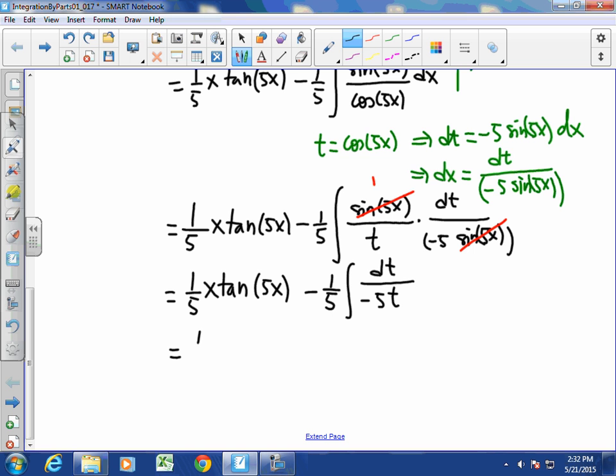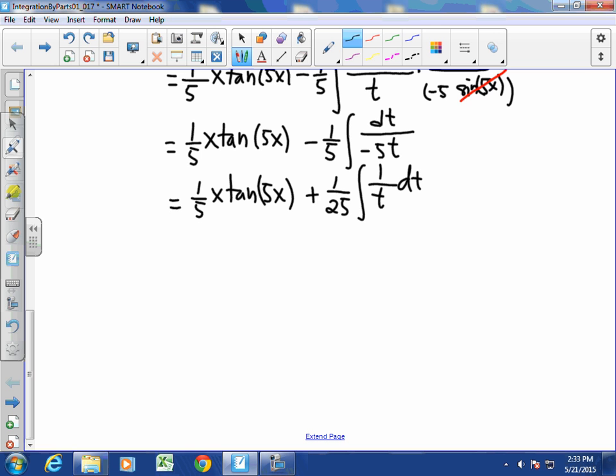So this is 1 over 5 x tangent of 5x, then plus 1 over 25 integral of 1 over t dt. And what is the integral of 1 over t? That is ln of the absolute value of t, plus a constant. So 1 over 25 here, 1 over 5 x tangent 5x.